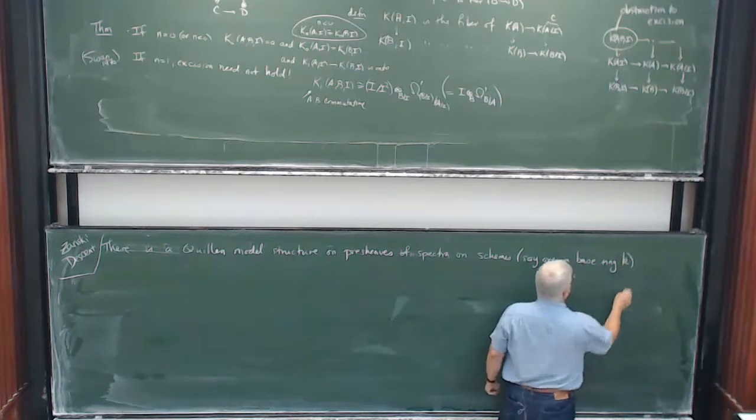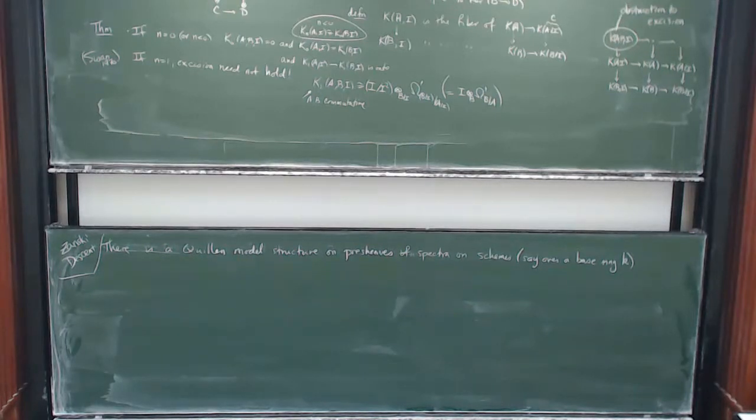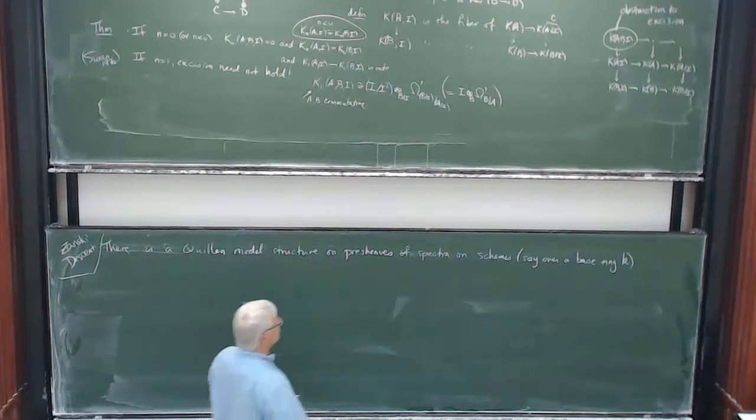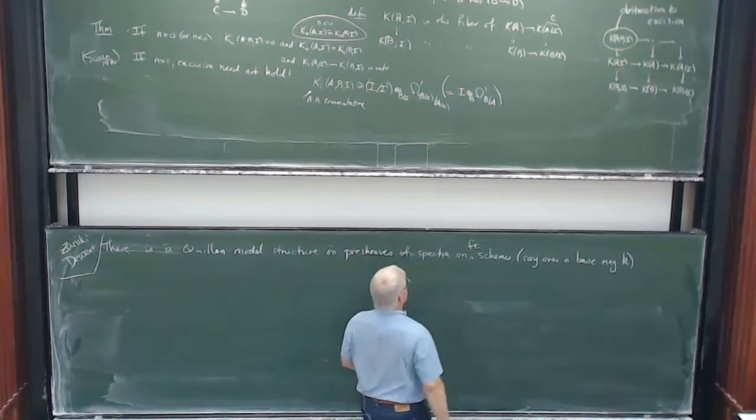So for the sake of simplicity, we'll just imagine we have a base ring K, and we're just looking at varieties, but we can talk about schemes of finite type, essentially finite type, something like that.